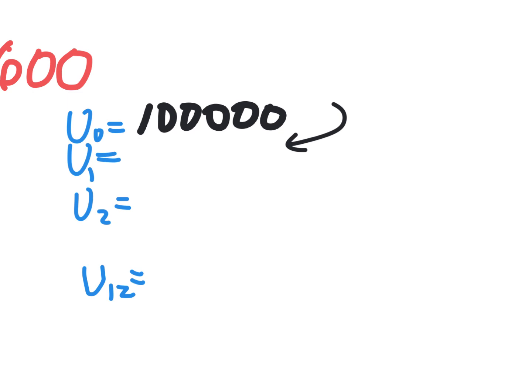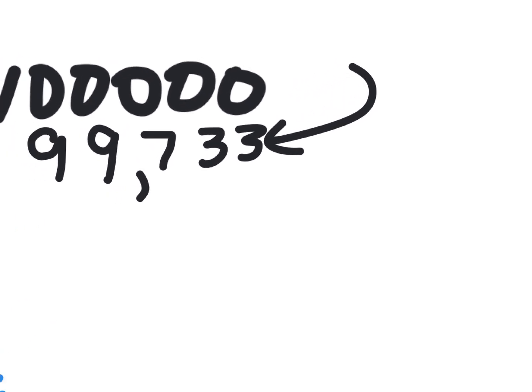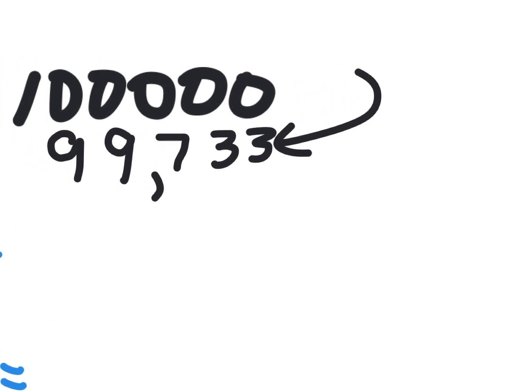I'm going to pause for a second while I walk past. All right. Let's see. Carter, what did you get? 90-something thousand? 99733. 99733. So even though you made a payment of 600, it didn't go down by 600. Why didn't it go down by 600? You made a payment of 600?